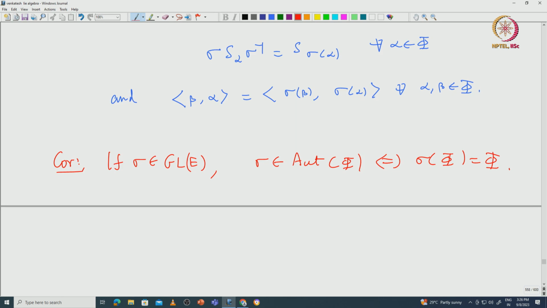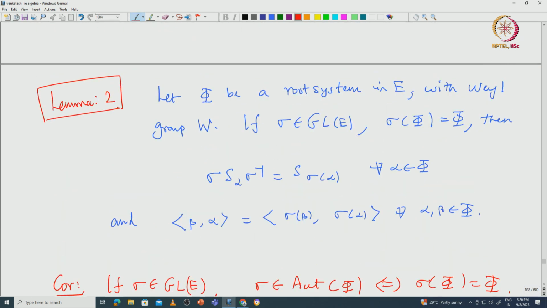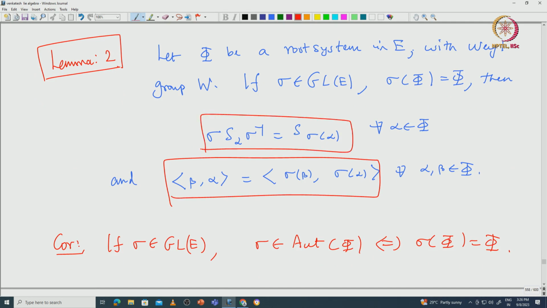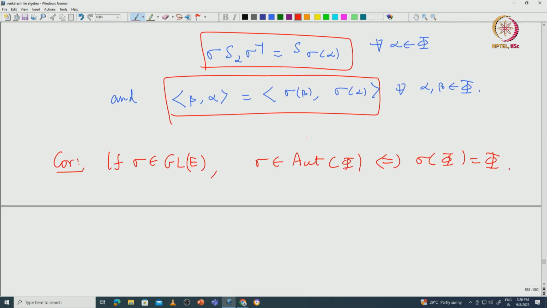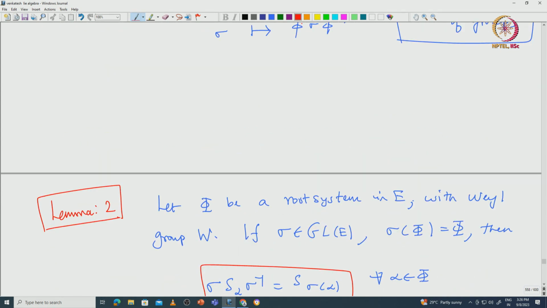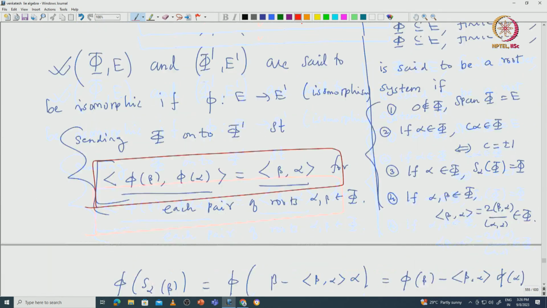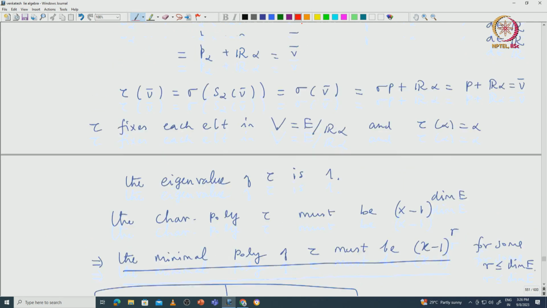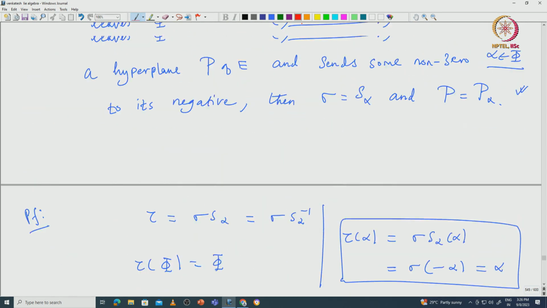If σ leaves Φ invariant, then using this lemma 2 we conclude that the Cartan numbers are preserved and this conjugation σ S_α σ^{-1} must be equal to S_{σ(α)}. So, this is an immediate corollary of lemma 2, which again can be obtained from lemma 1, which I recall from the previous class.